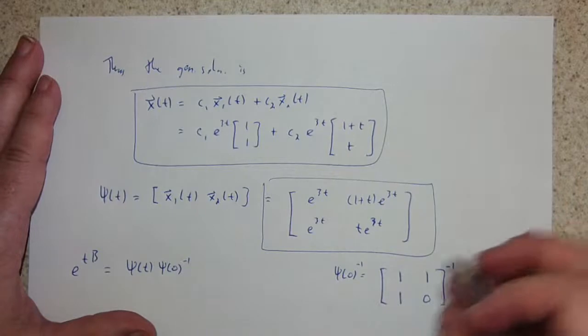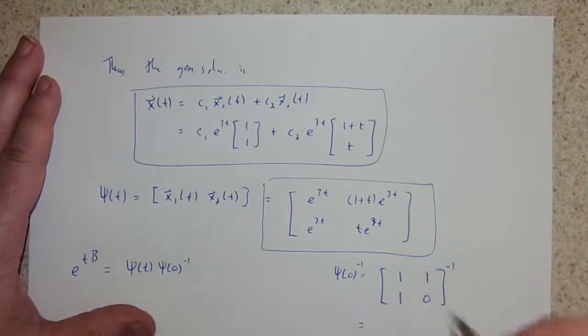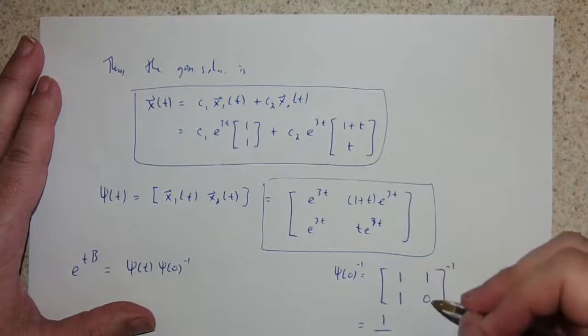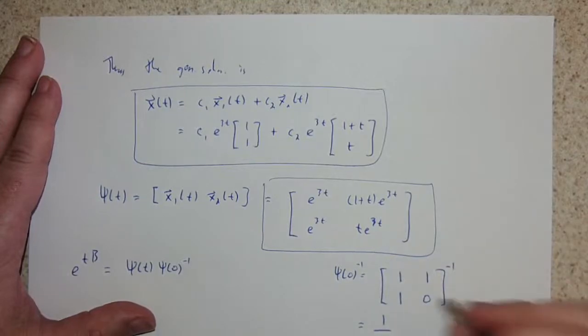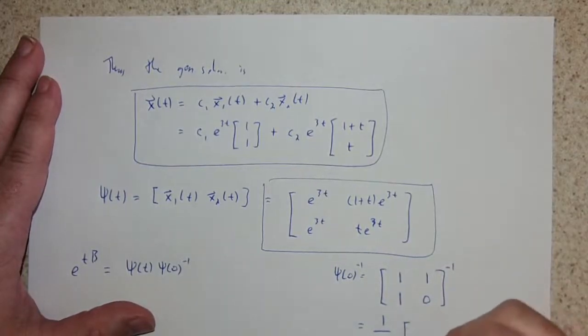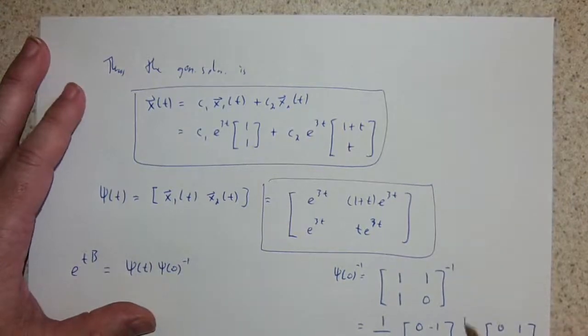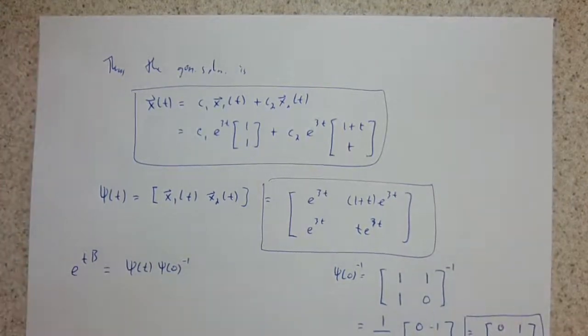And so what is C of 0 inverse? This would be 1 over the determinant of this thing. The determinant is 0 minus 1, so this would be 1 over minus 1 times, I swap the main diagonal, negate the off diagonal. So then what I end up with is 0, 1, 1, minus 1. This is the inverse. You can just check that that is in fact the inverse of that matrix.